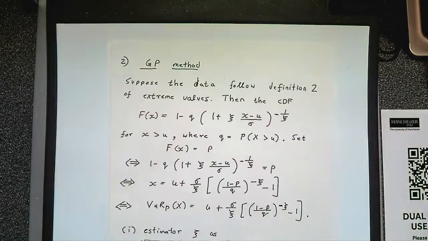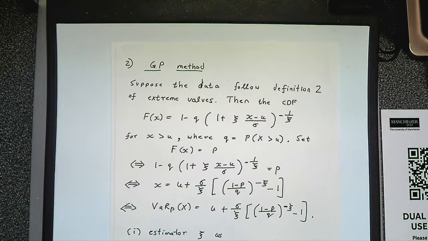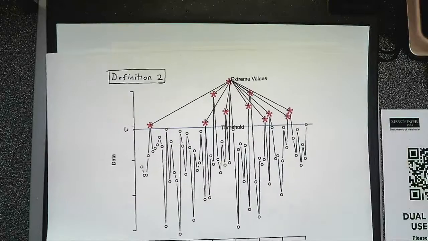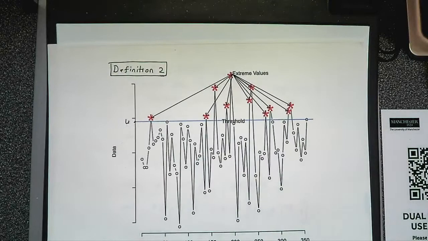The second of the 2 methods is known as the GP method. Here I'm going to suppose that the data follow definition 2 of extreme values. If you remember what definition 2 is, you draw a threshold which you think is large enough, and any data point that is above the threshold is considered an extreme value. So here you can have more than 1 extreme value per year, right?